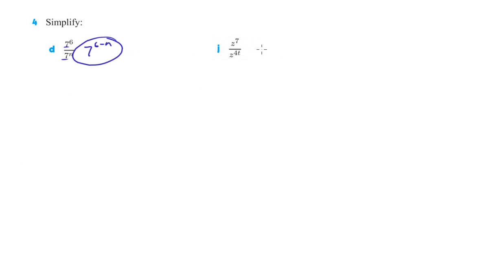Okay, same thing here. Z, because they're both z's, so the bases are the same, so we take 7 minus 4t. Can't simplify that, so we just leave it like so.